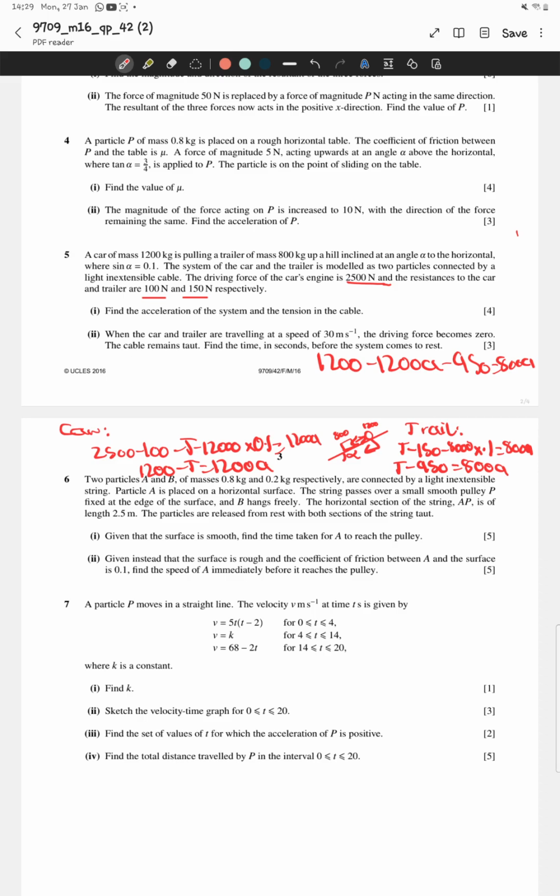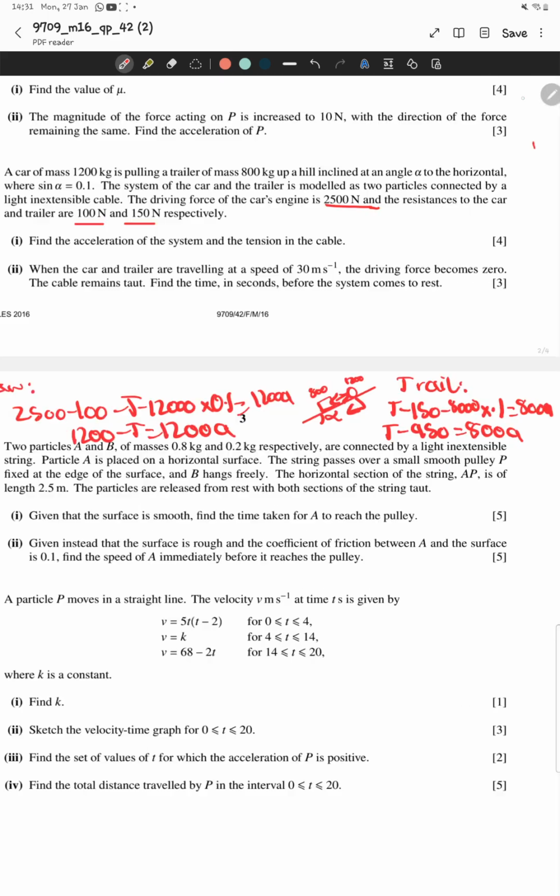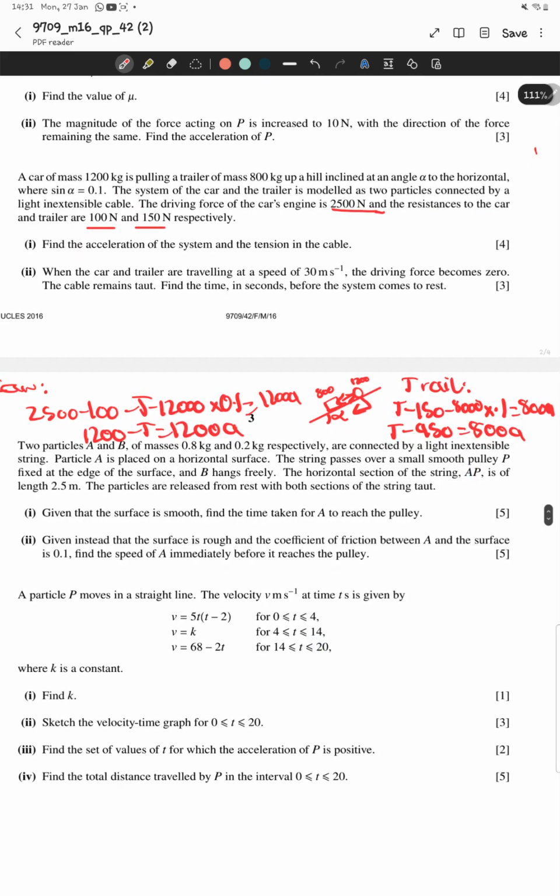What? Wait. Okay, let me try and do this again. So T is equal to 1200 minus 1200A. And from here, T is equal to 800A plus 950.